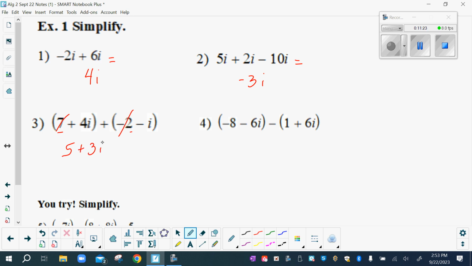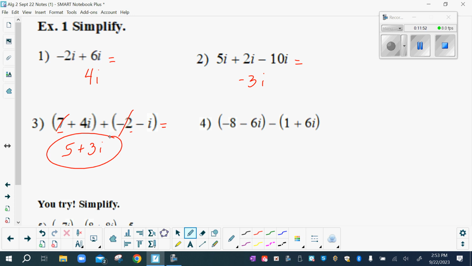Does that make sense? The i, remember, is square root of -1, but when we're working with it, we just kind of treat it as a variable. So tomorrow or Monday, we will get to multiplying, but today we're just adding and subtracting. So is this in standard form, 5 plus 3i? Yeah, we've got our real part and our imaginary part. We want to write our answers in standard form.